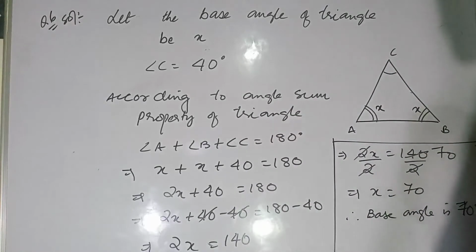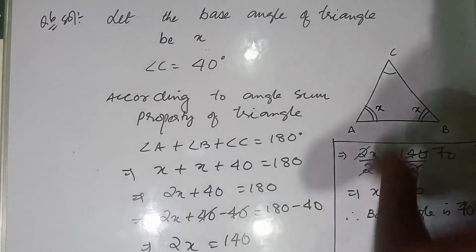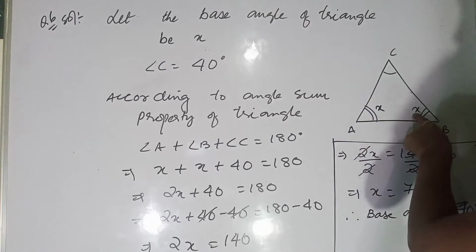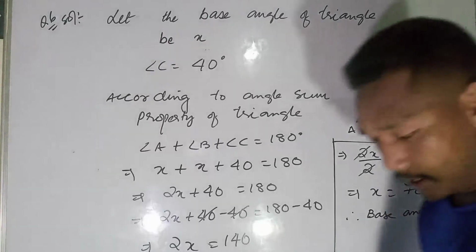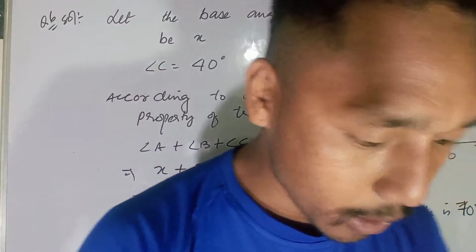Okay, so both these are, if this is 70, then this one also will be 70. Okay, so this is 40, this is 70, this is also 70. So this is what we have done in question number 6. Let's go to question number 7.